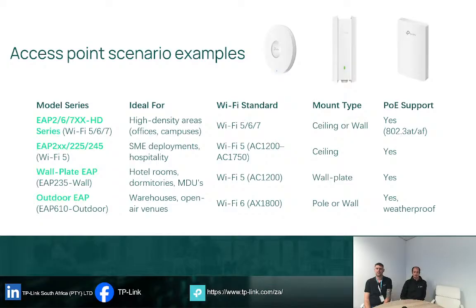Okay, just a few examples. For example, if we look at the EAP 2, 6, or 7XX, that's basically just for HD. So there's the high density areas like offices, campuses, stadiums, things like that. We do offer both in all Wi-Fi 5, 6, and 7, ceiling or wall mount, and it does support PoE. As well as, for example, the wall plate EAP, which is once again just hotel rooms, dormitories, MDUs, multi-dwelling units. Those are Wi-Fi 5 and Wi-Fi 6, and we are going to be launching a Wi-Fi 7 unit as well. That is just the wall plate one.